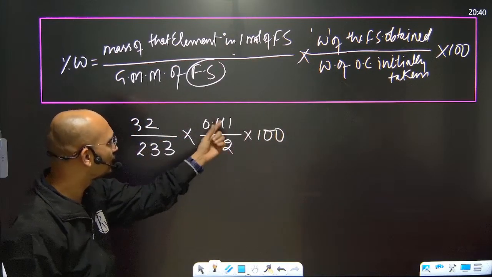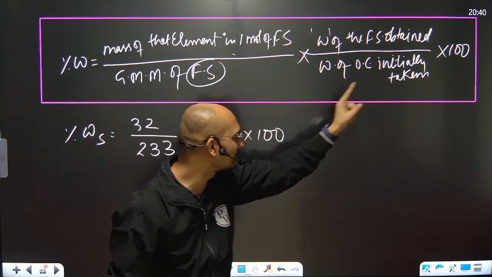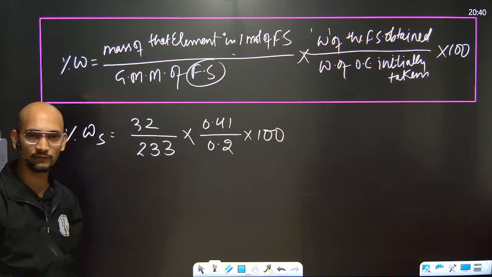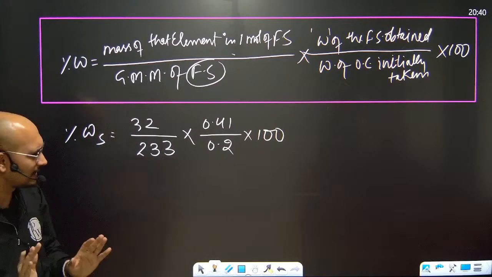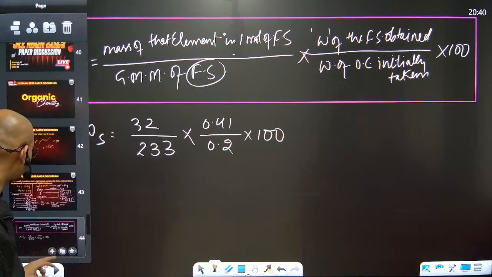Why did I put 0.2? Because the mass of organic compound initially taken is 0.2. Just solve it and you can get the answer easily. It will be very easy to do, right?